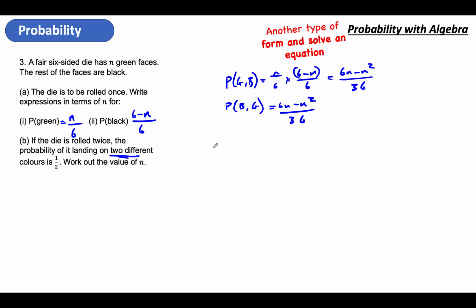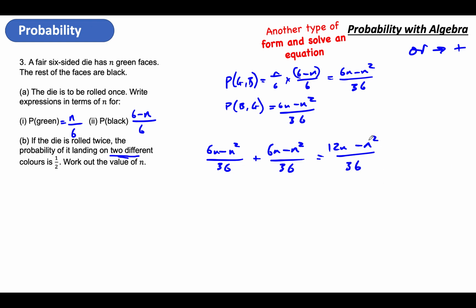Now the probability of it being two different colours would be adding together these two ones, because it's OR, isn't it? Remember, OR is add. So I need either 6n minus n squared over 36 or 6n minus n squared over 36. You need to add the two together to get 12n minus 2n squared over 36, because it's minus n squared plus another minus n squared to get minus 2n squared.